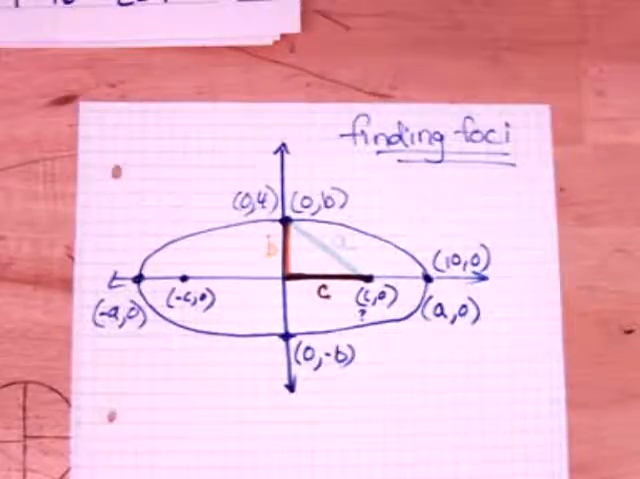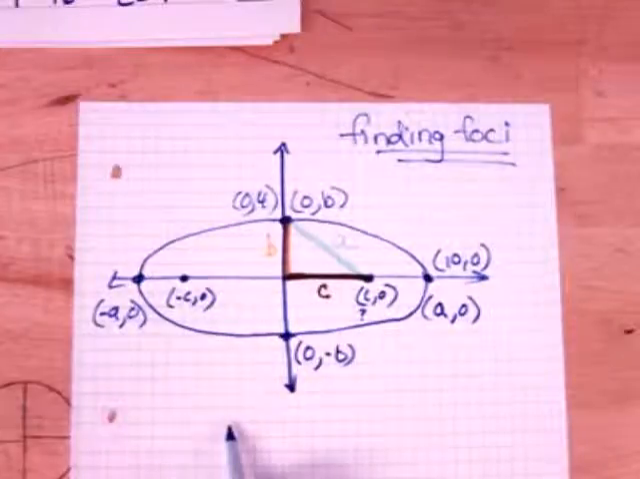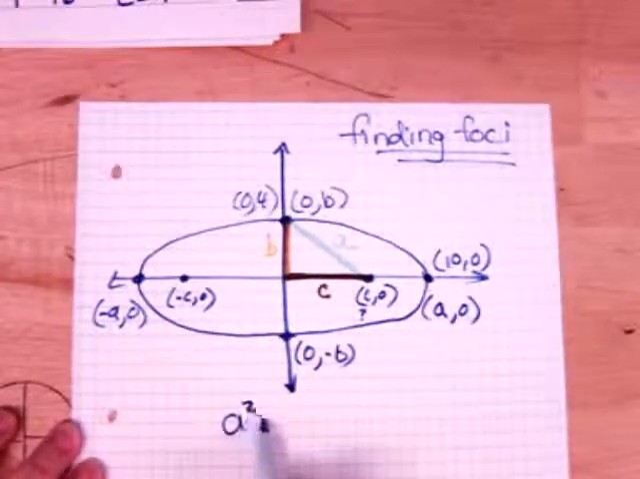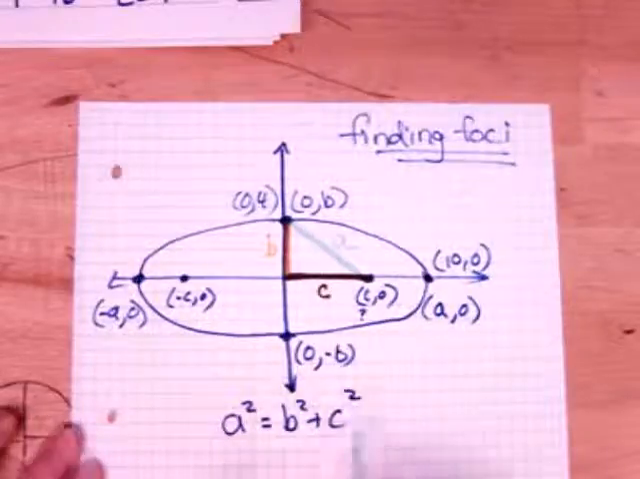So now, what did I just draw? A triangle. And whose theorem did we use last year in geometry? The Pythagorean theorem. If we knew two sides of a triangle, we could find the third one. Now, this is going to be a little bit different because in this triangle, which one is the hypotenuse? a. So if we write it true to Pythagoras, it's going to be a squared equals b squared plus c squared.